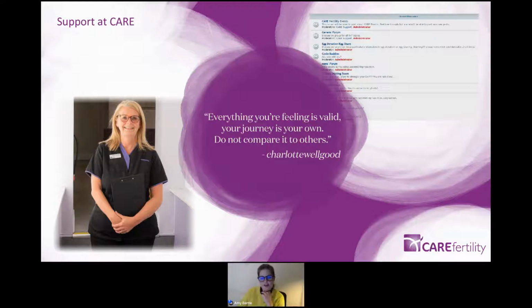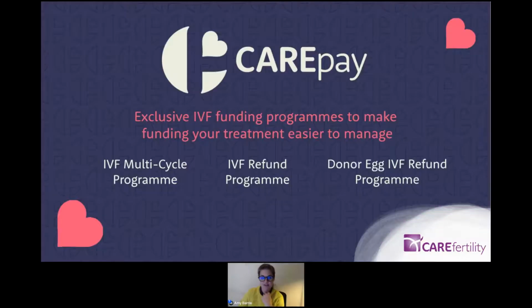The other thing that we offer is funding options. This is through our care pay packages. These are exclusive IVF funding programs designed to make funding treatment easier. We used to outsource the funding, but the feedback that we got was that it was disjointed and difficult to marry up the two, the treatment and the funding. So we decided to bring that in-house. It's less disruptive and we want to make it as seamless an experience as we can.